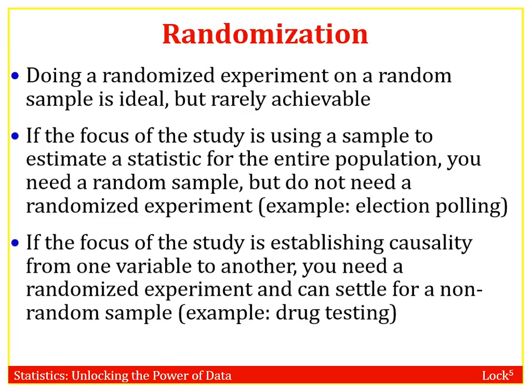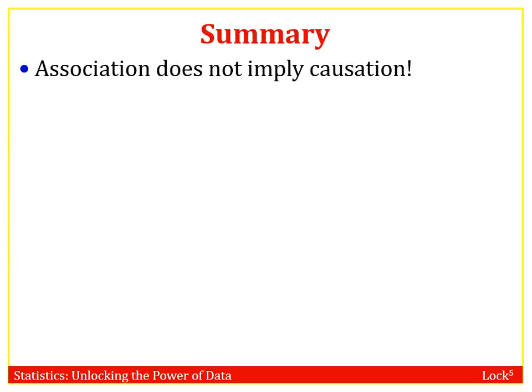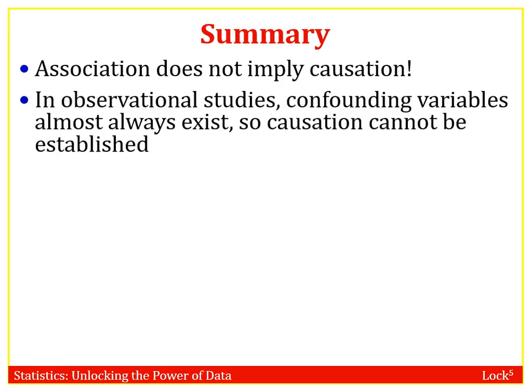Now, to get causation to occur, you need to actually have a randomized experiment or a matched pair randomized experiment in which you can establish causality where one causes the other. So just because two things are associated does not mean one causes the other. Observational studies often have confounding variables, and you cannot make any conclusions about causality that one causes the other.